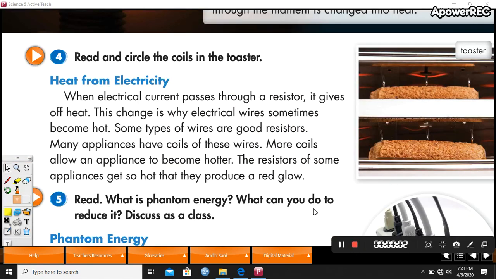Now we continue to activity 4. Read and circle the coils in the toaster. This is the picture of the toaster. Before we circle, we read the text first so we will know which one is the coils.